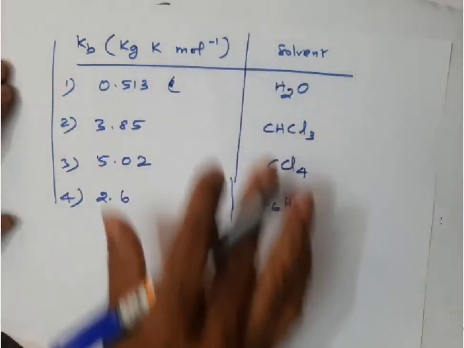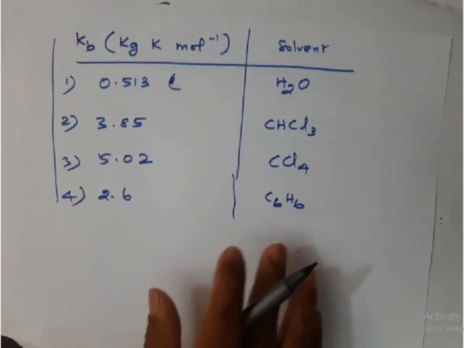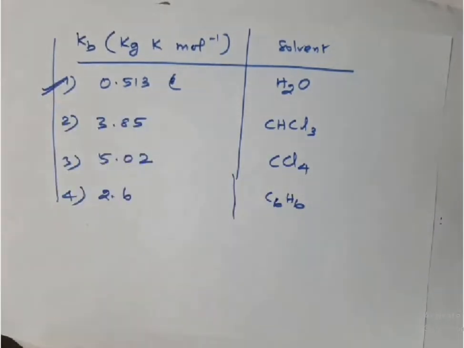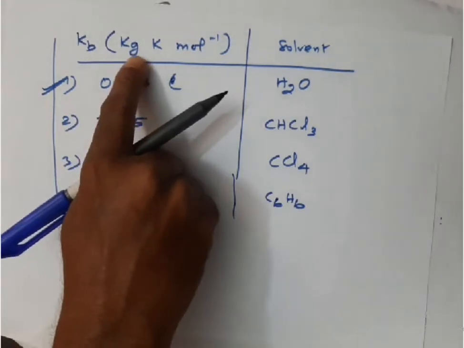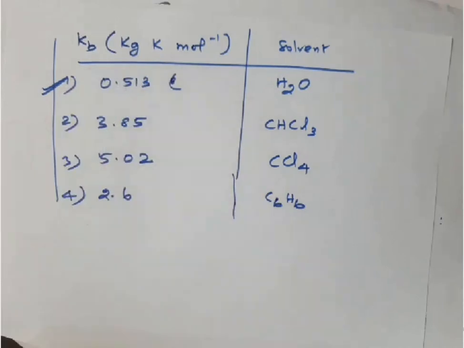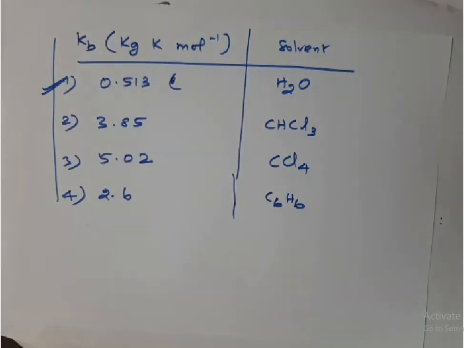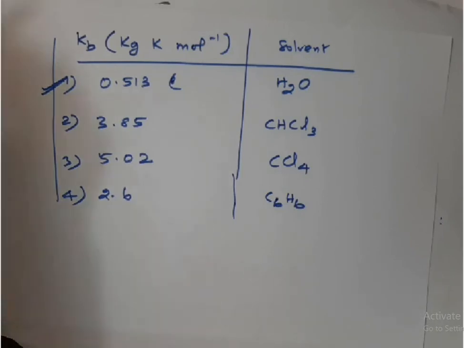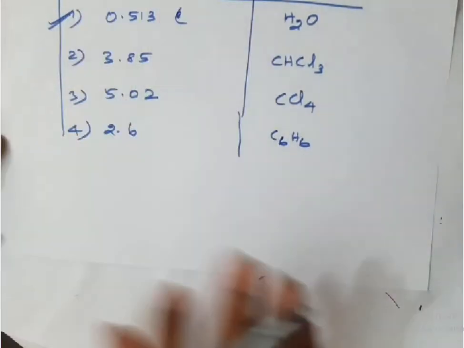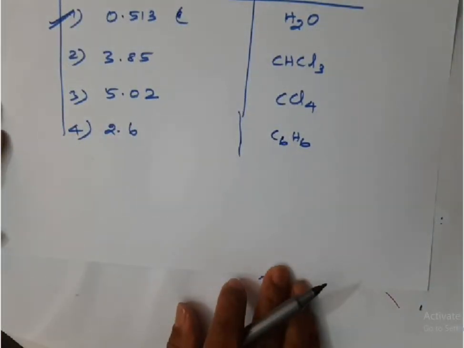At least for water you should remember that the ebullioscopic constant is 0.513. Take note. Students, is this clear? Any doubt? And remember the unit of Kb: kilogram Kelvin per mole. Students, what is an ebullioscopic constant? Molar boiling point elevation constant.